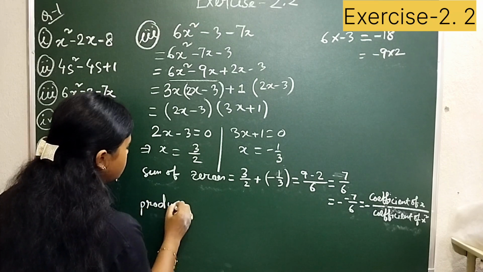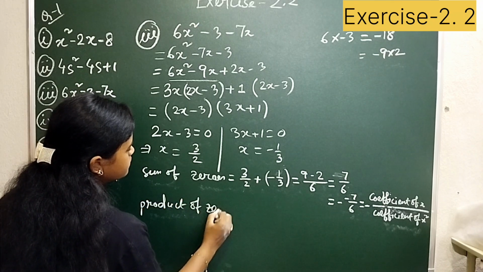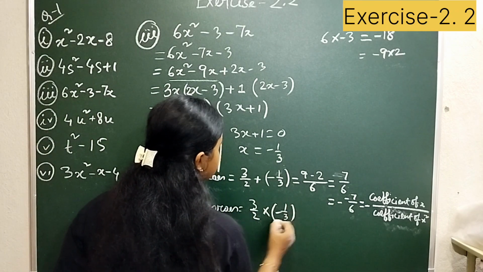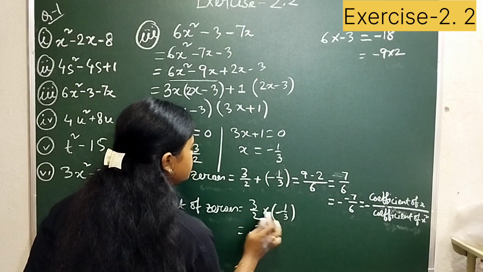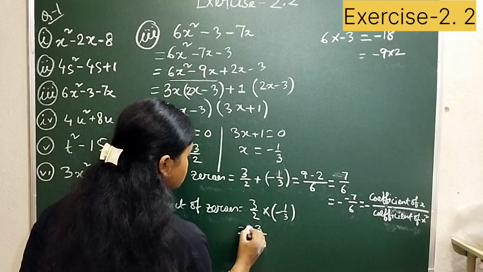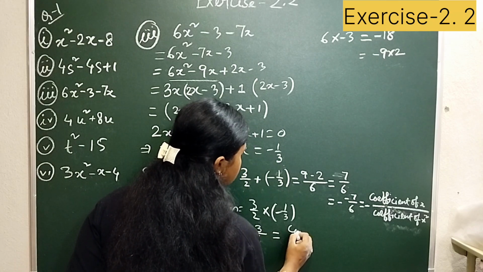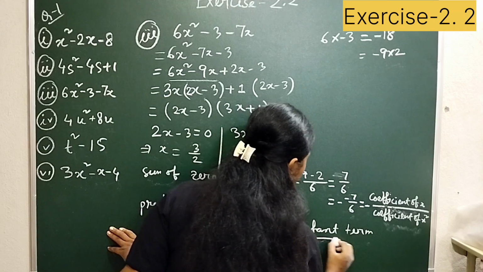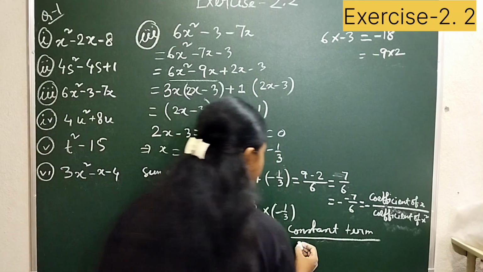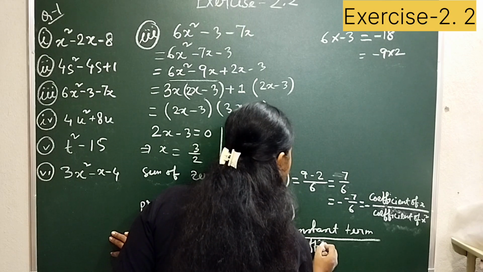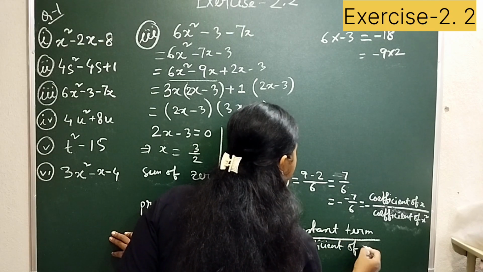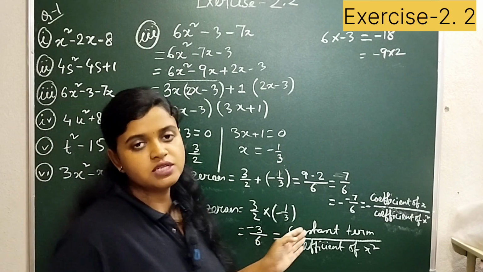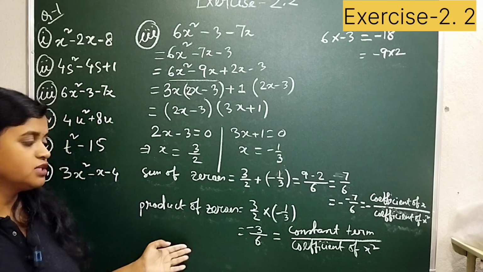Now we are going to find the product of the zeros. 3 by 2 into minus 1 by 3. So 3 ones are 3 and 2 threes are 6. So this is minus 3 by 6, and minus 3 is what? Constant term. This is the constant term divided by 6, and 6 is the coefficient of x square. In this way, we can establish the relationship between the zeros and the coefficients of the polynomial.